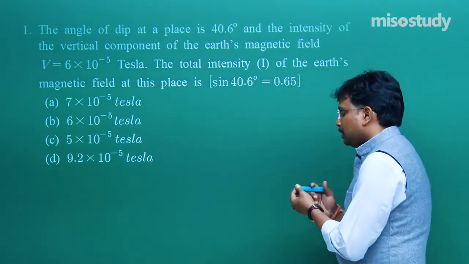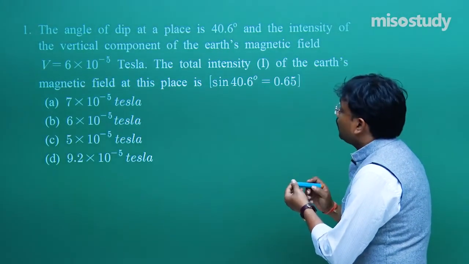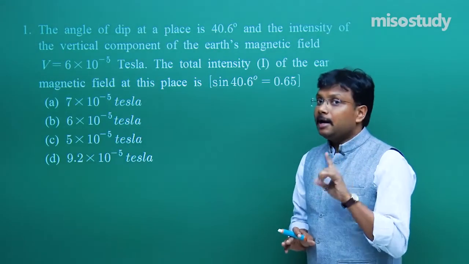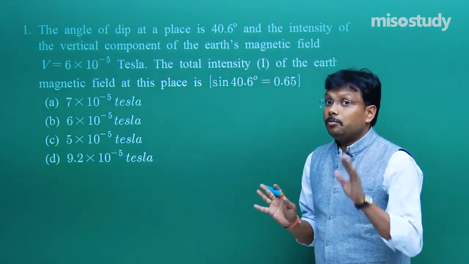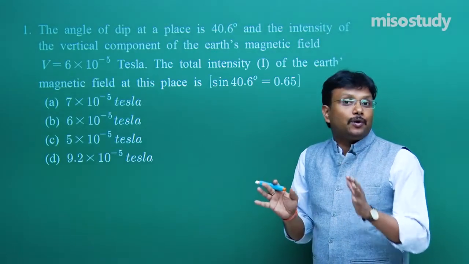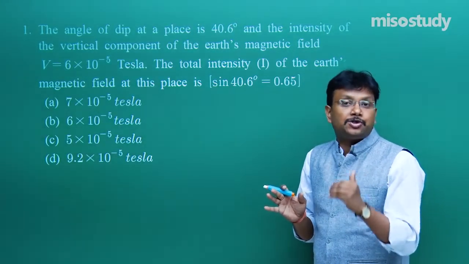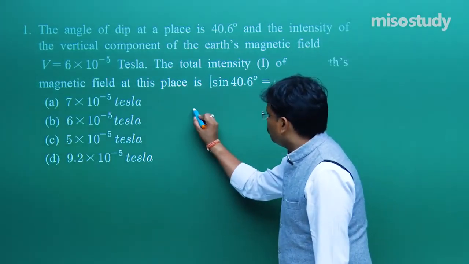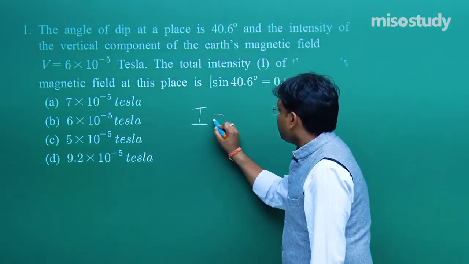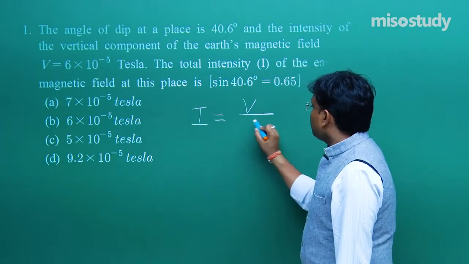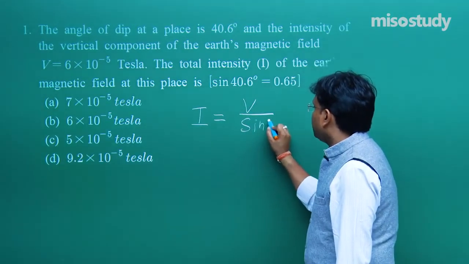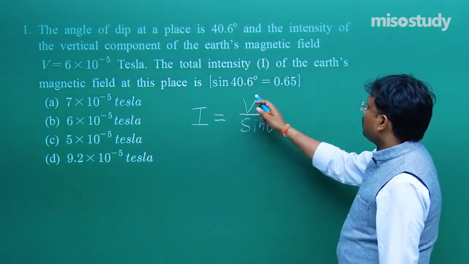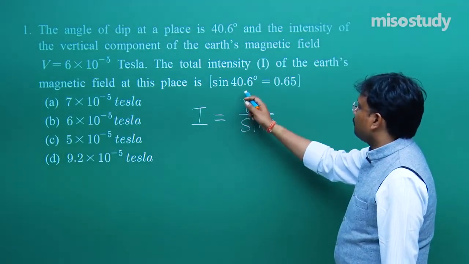Fine. So without wasting any time, I will write down the formula. And if I am writing the formula, it does not mean the purpose has been solved. No, it means you have to revise the basic formulae associated with this chapter. So I is equal to V upon sine theta. Fine. The value of V is given and the value of sine theta is given, that is sine 40.6.